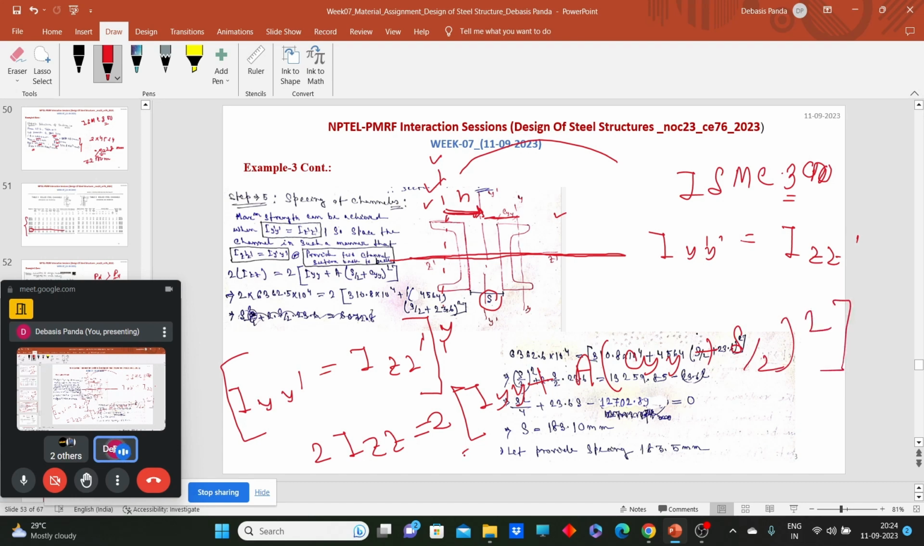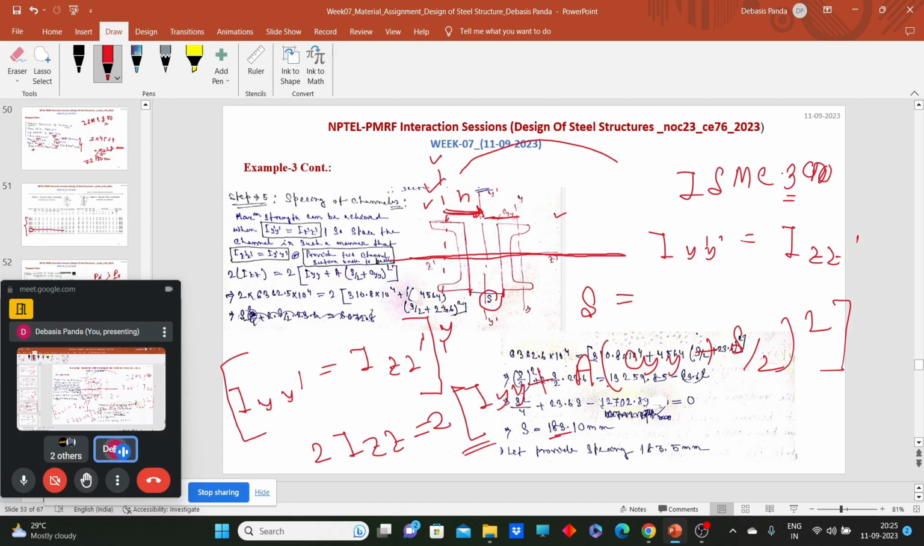Now if you solve this equation, you will find the value of s. What should be the spacing? Spacing means the length between the channels when we place them back to back, that is, back of one channel to back of another channel. If you solve this equation, you will find that the spacing comes as 183.10 mm.